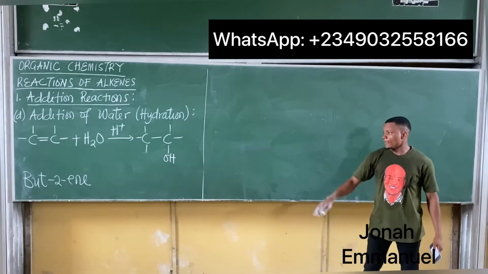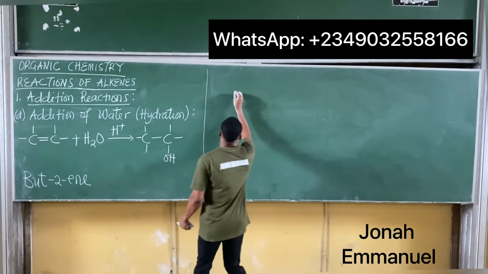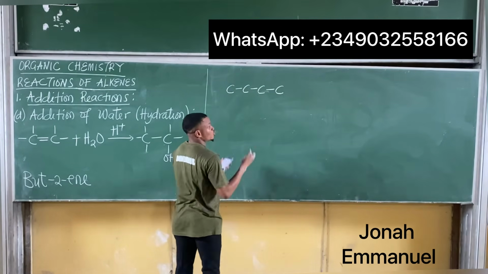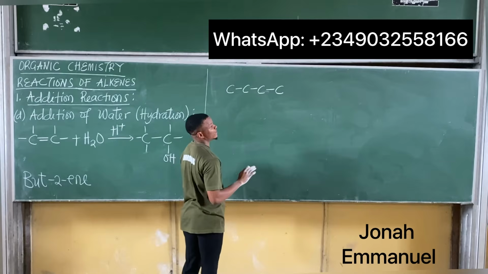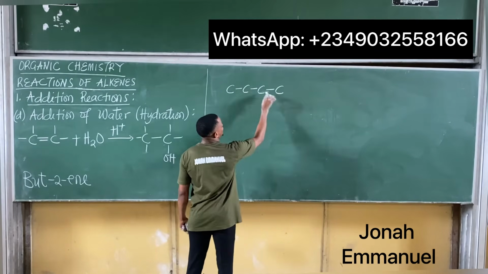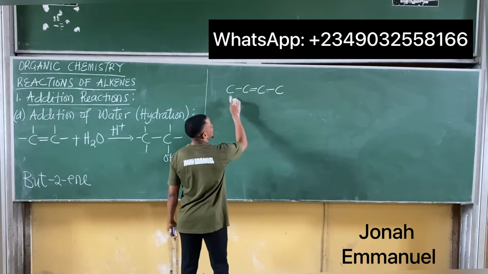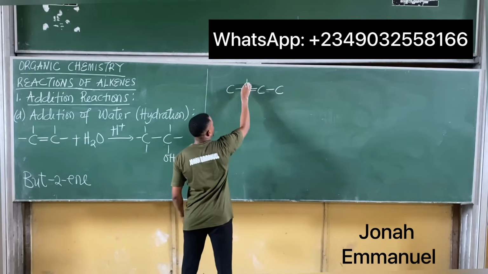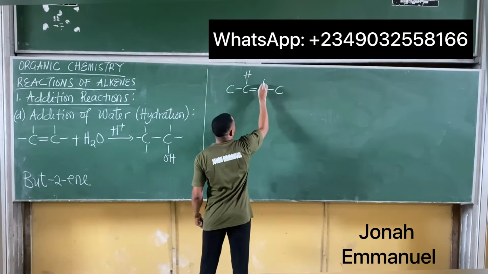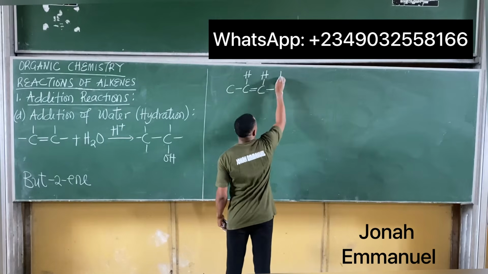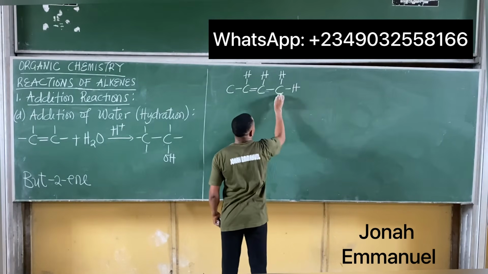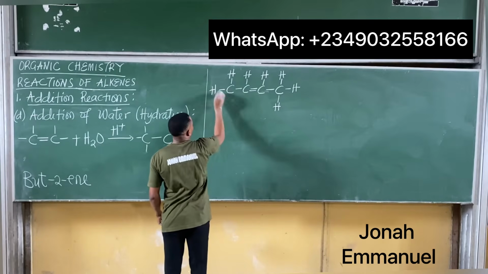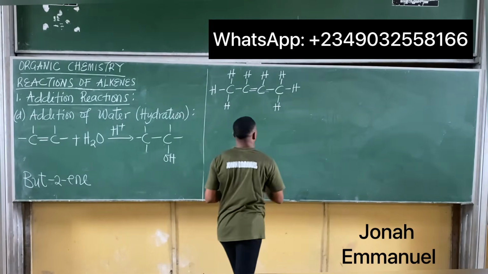Let's get it done. But-2-ene, both 4 carbon, 1, 2, 3, 4. By 2-ene, it means the double bond is on carbon 2. Count this way, 1, 2, like this. Count this way, 1, 2, same thing. Complete this, I have 1, 2, 3, 4. That's but-2-ene.